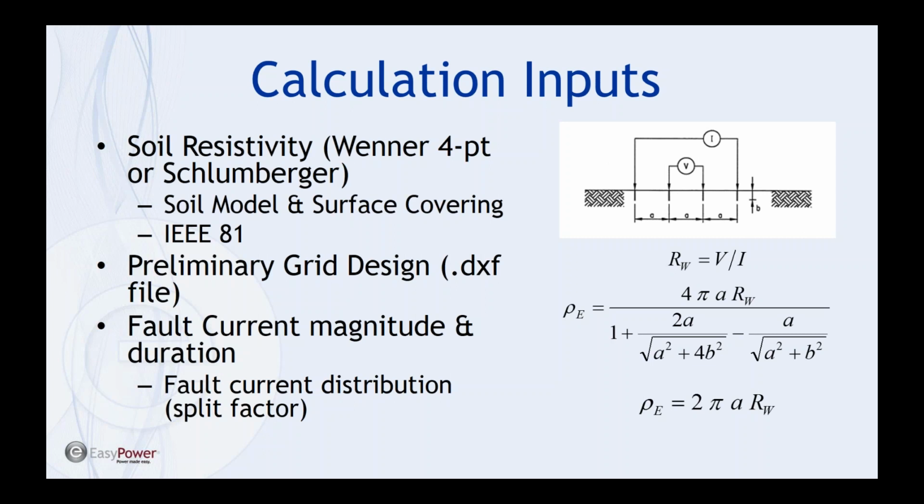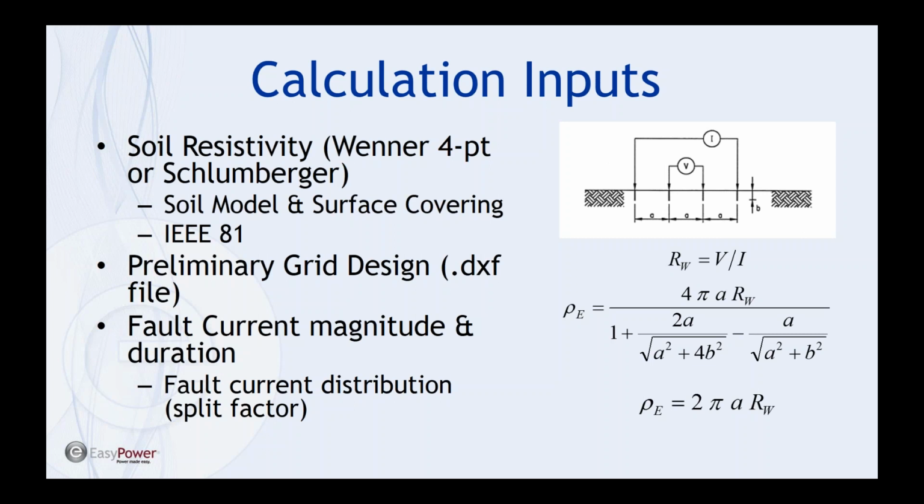So before we jump into some examples to look at and some visuals, we should talk through and make sure we understand all of the calculation inputs, at least briefly. The three main inputs are the soil resistivity, the model that comes from the soil resistivity measurements, a preliminary grid design, and the fault current magnitude and duration.